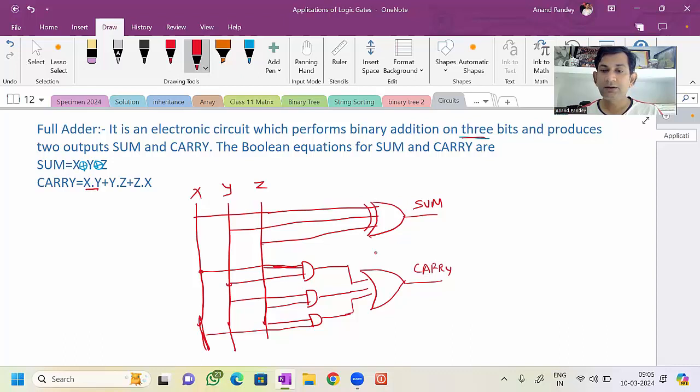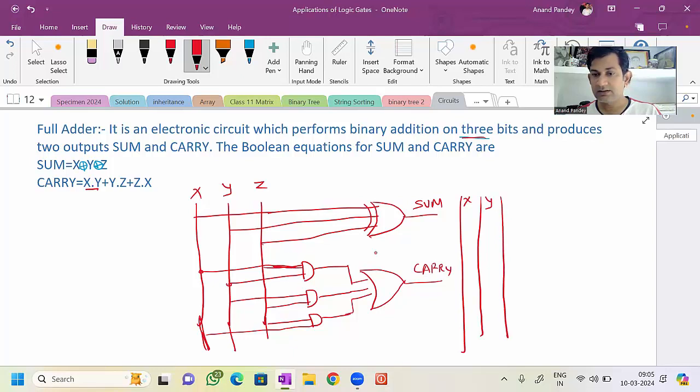Now we are going to draw the truth table for this. So how many inputs are here? Three inputs are there: X, Y, and Z. These three inputs are here: X, Y, Z, and these are inputs. Here we can write inputs.